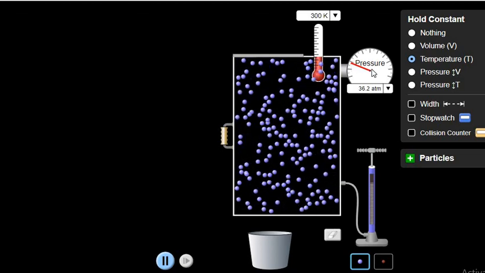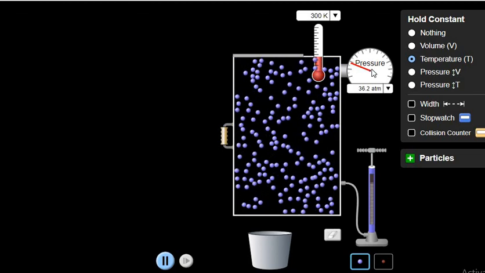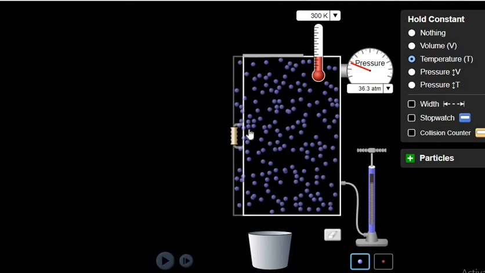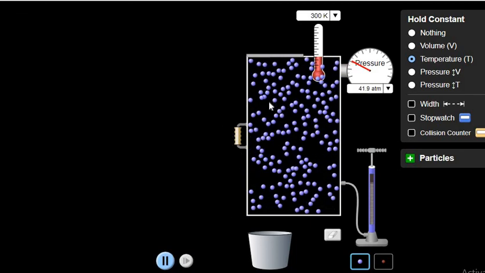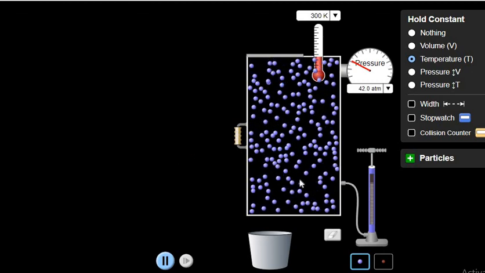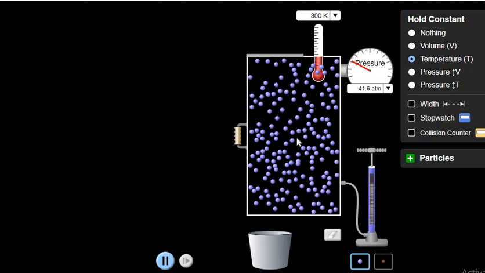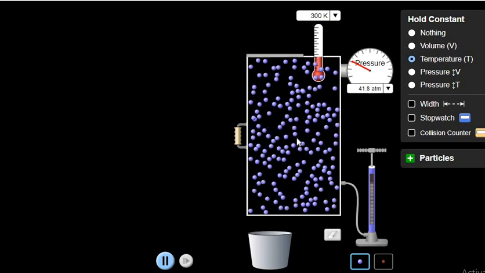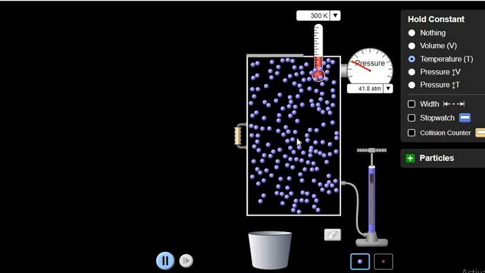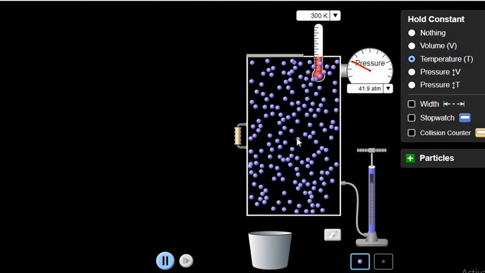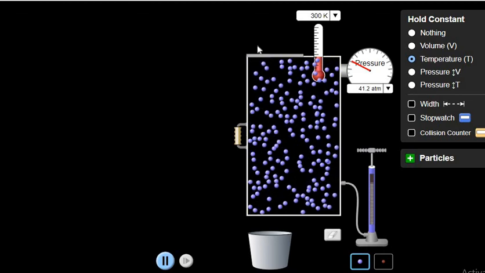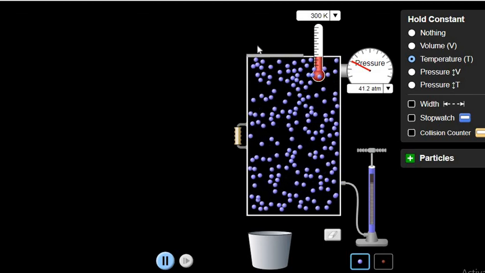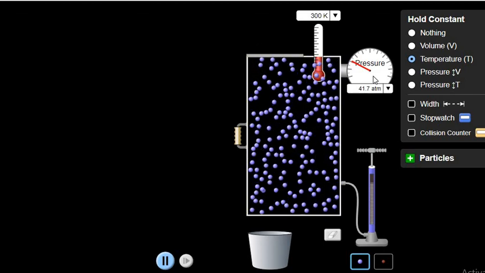So I have a high pressure now, and all that just results from decreasing the volume. I decrease the volume, the space between particles decreases. That means the particles are very close to each other, and then they start to collide with each other and with this wall inside the container, and as a result I increase the pressure.